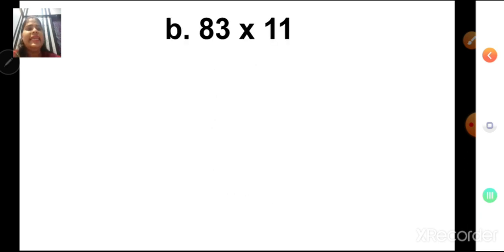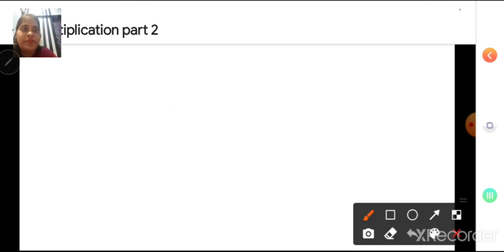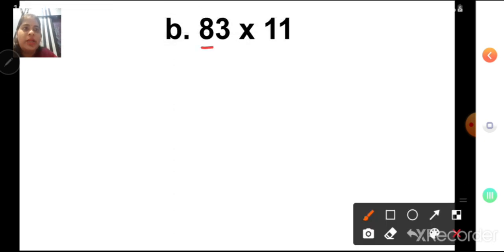B1 is 83 into 11. Now tell me what is the first step. As it is multiplication or multiplied by 11, we have to write the multiplicand 2 times. Okay. So 8 3 8 3 2 times.